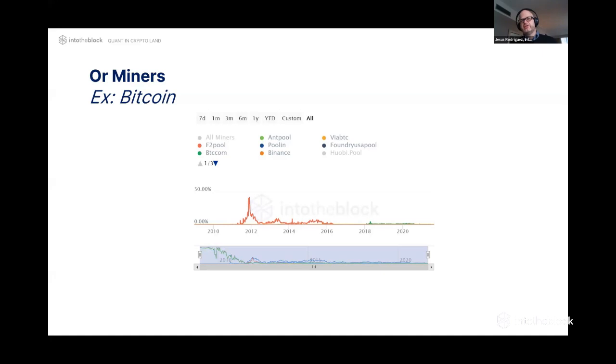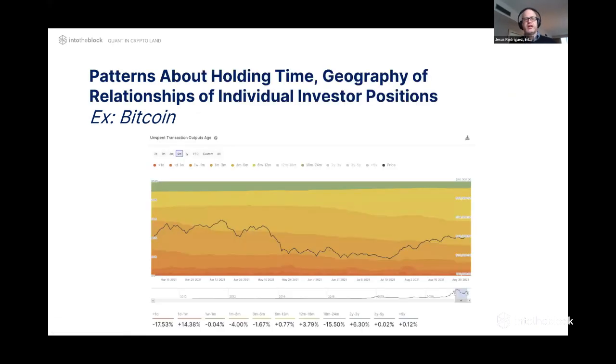The same with miners, right? Miners are a very important component of the crypto ecosystem. So having this idea of how much capital is flowing in and out of mining pools is a very interesting metric to keep track of, that could be conducive to a specific alpha in different strategies.